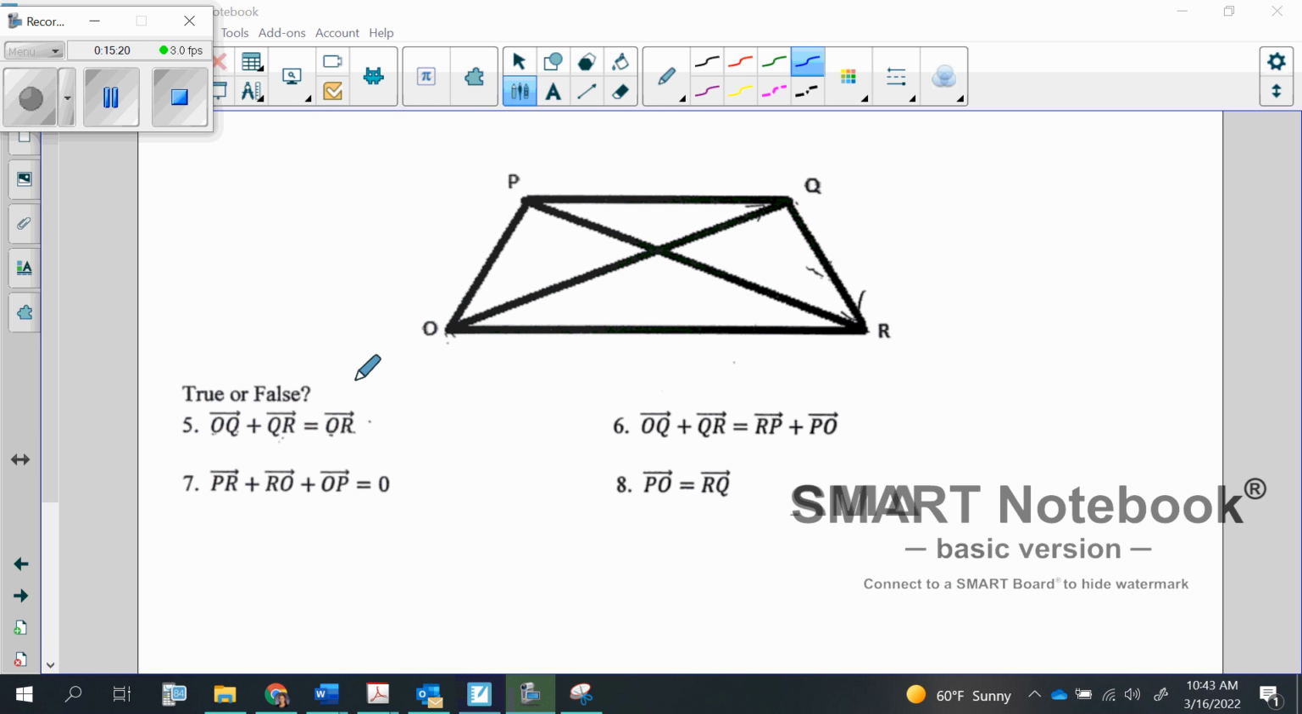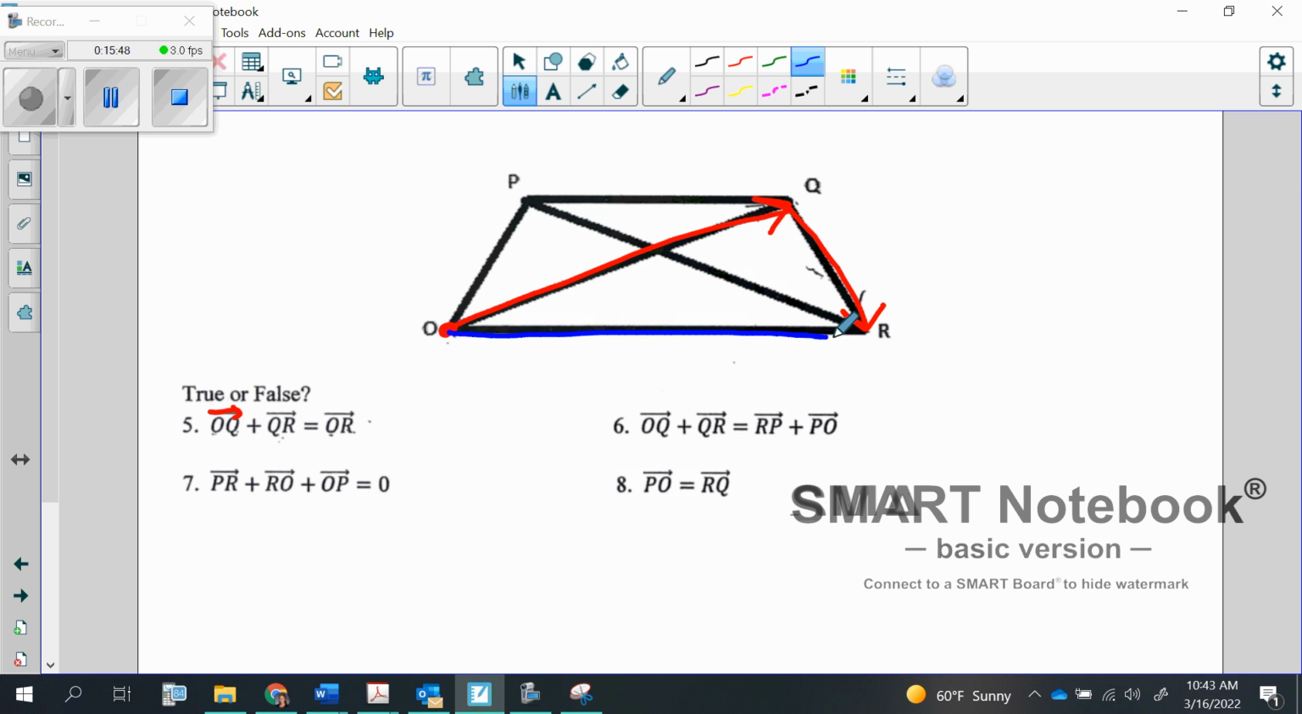Okay, going forward with problems 5 through 8, I talked to a few of you about this in class. The easiest way, when you don't have a grid to handle these, is to always sketch the vectors to get an idea. I like to follow it around. For the first one, OQ: I start at O and go towards Q. Remember, the direction matters. Plus Q to R. And we want to know, is that equal to OR?